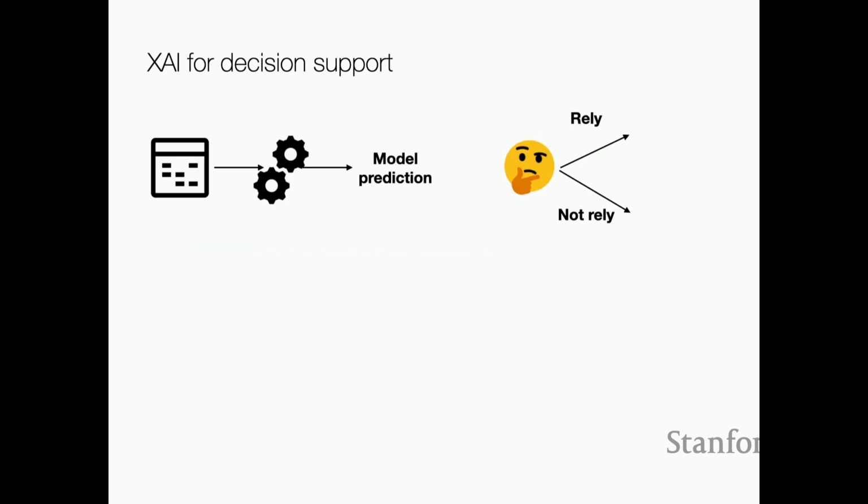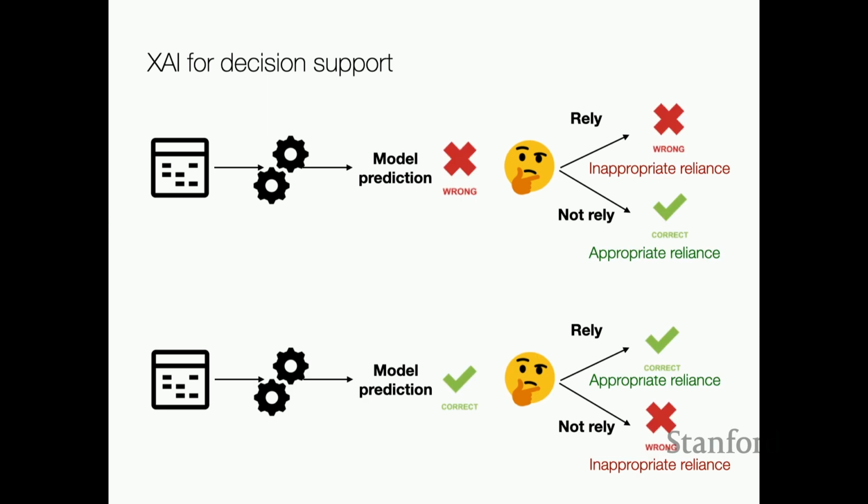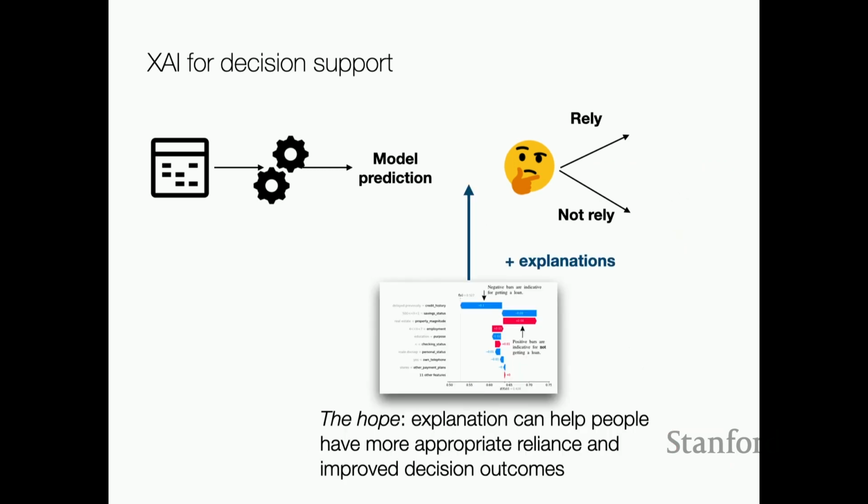The general setup of AI decision support is that a human makes a decision for a case, but now we're introducing a model into the middle. The model is making a prediction. And that essentially turns the human decision maker's task into a reliance decision. Do you take the model prediction, rely on it, or do something else? Whether this reliance is appropriate depends on whether the model prediction is appropriate. There has also been the hope that explanation can help. If you add explanation together with the prediction, then people can gain more insights about the model decision. Then that helps them to have more appropriate reliance and ultimately a better decision outcome.